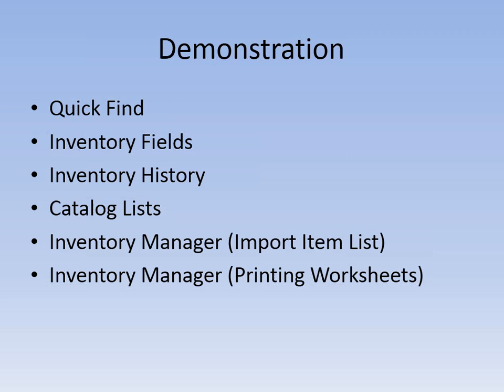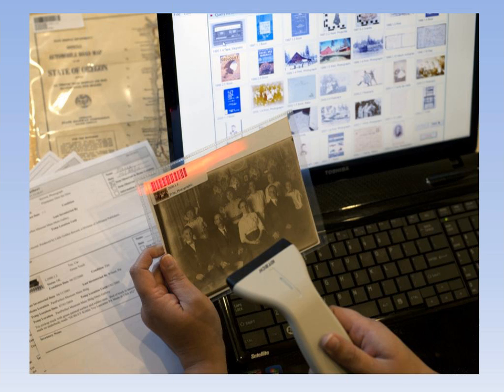So I'm going to do a demonstration here showing the quick find, the inventory fields, how inventory history works with PastPerfect. We're going to look at catalog lists. When we get to catalog lists, you're going to hear some beeping going on. Now, these are not my hands. These are somebody else's hands in the office, but that is the device I'm going to be using, and that's the beeping that you're going to hear.